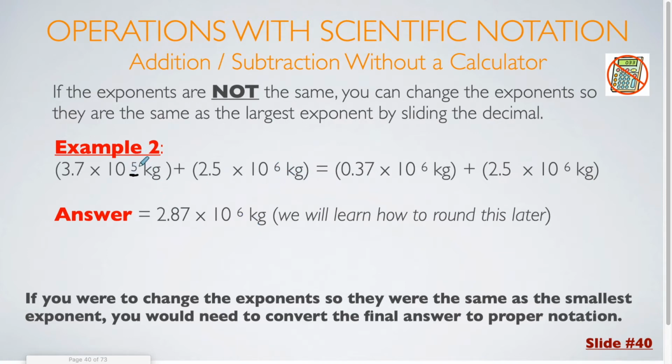Now if I need to make this exponent larger, remember the concept of balance, I need to make this coefficient smaller. So I'm going to slide this decimal one spot to the left. That makes this value now 0.37 times 10 to the 6th kilograms. Now, while this is not proper scientific notation, it's just something we're going to use temporarily so that we can add our numbers. So now I'm going to take my 0.37 and add it to 2.5. We end up with 2.87 times 10 to the 6th power. Now that the exponents are the same, they can just carry through.